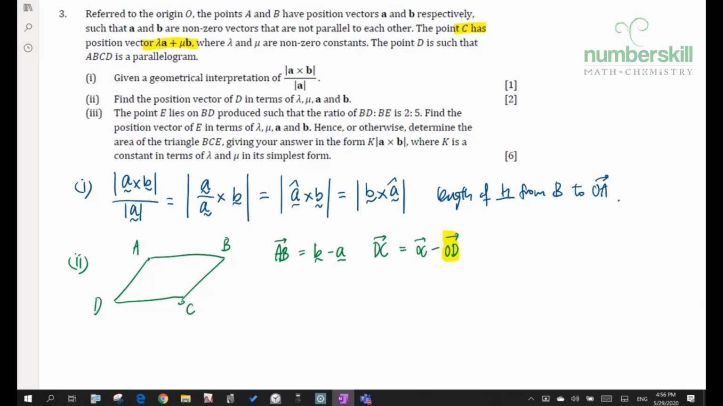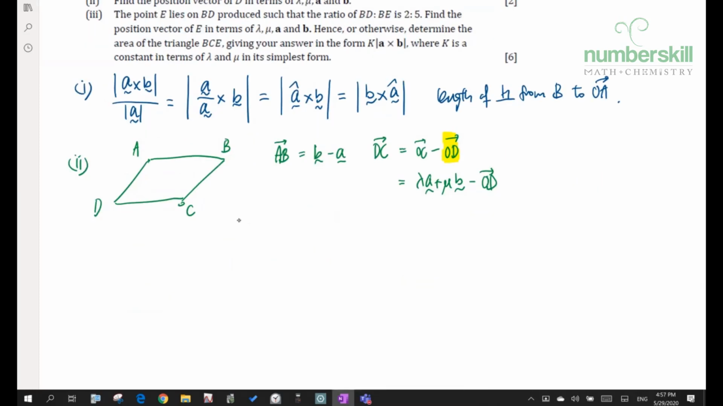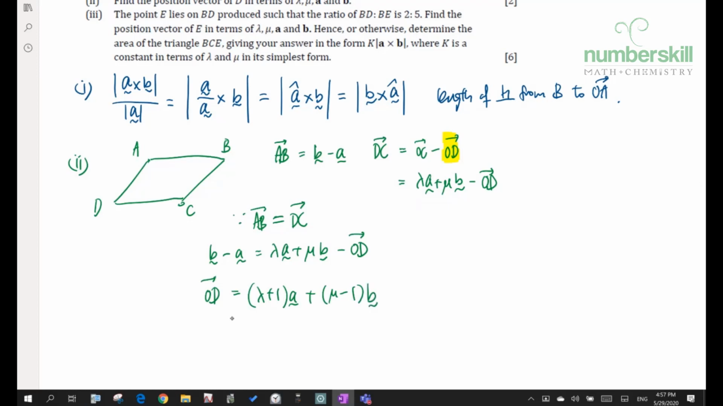So now that you know OC, you realize that this is DC, and OC is lambda A plus mu B minus OD. Again, OD is the thing you don't know. Then since AB is equal to DC, we understand that B minus A will be equal to lambda A plus mu B minus OD. And what are you going to do? Make OD the subject. That's all, guys. So you have lambda plus 1 A plus mu minus 1 B.